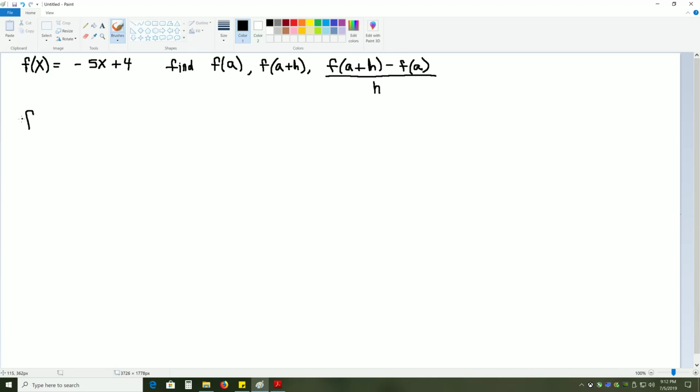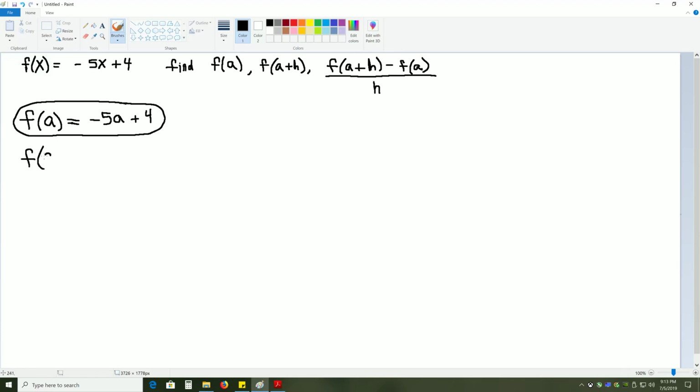And f of a just means wherever you see an x in the original problem, you're going to replace it with whatever is now in the parentheses, which is a. So we started with an x in the parentheses, now we have an a in the parentheses. So replacing our x with an a, we get negative 5 times a, or negative 5a, plus 4. And in that situation, we've already found the solution. There's nothing that will simplify from negative 5a plus 4.